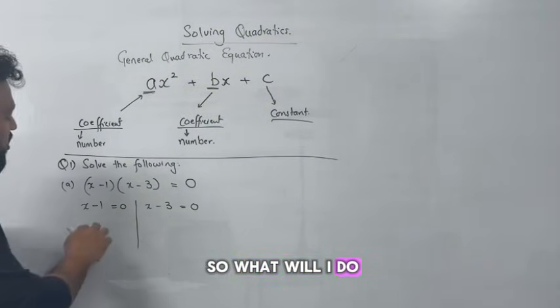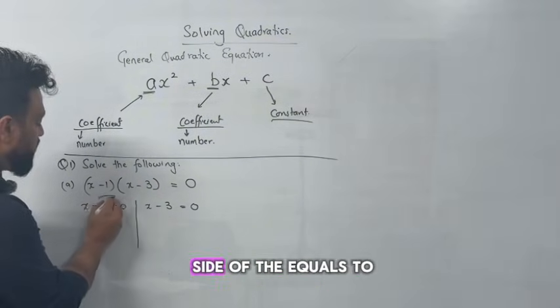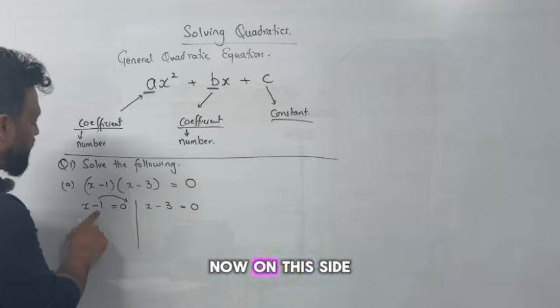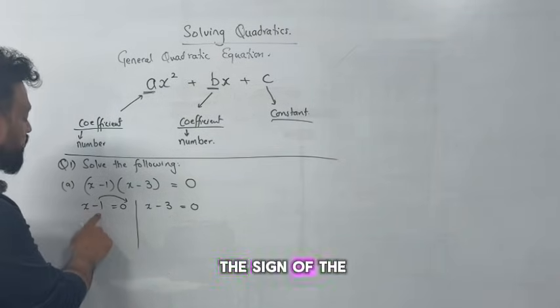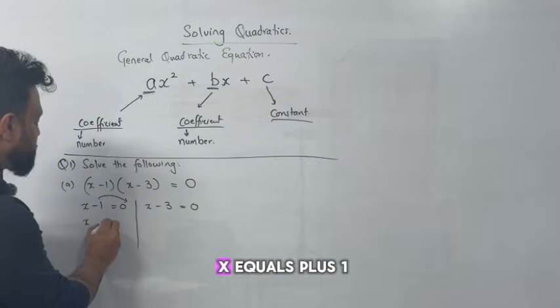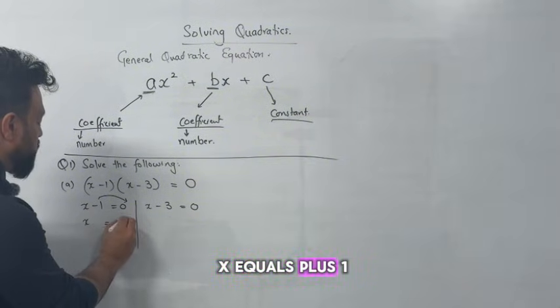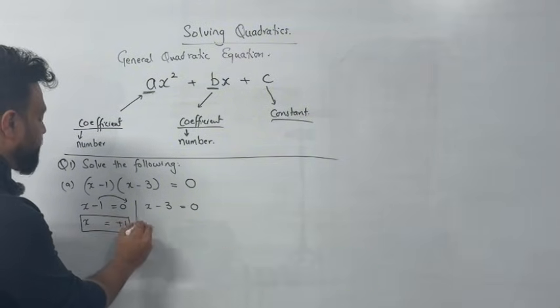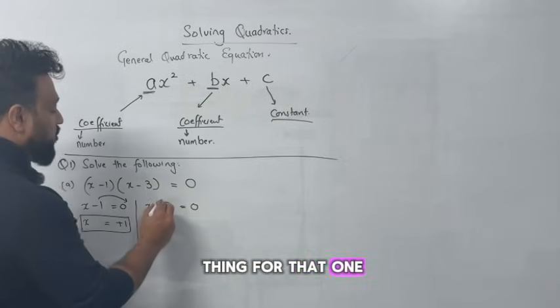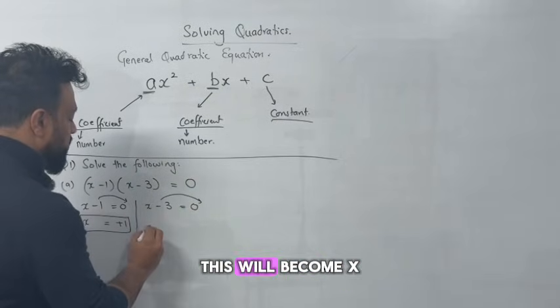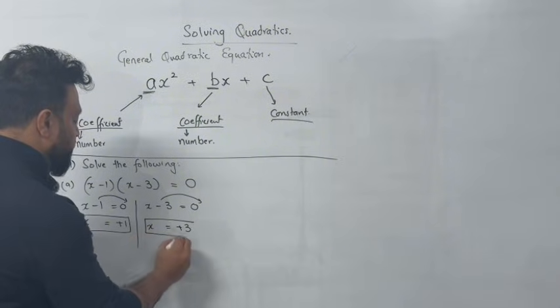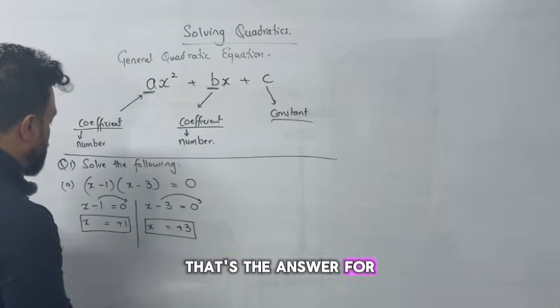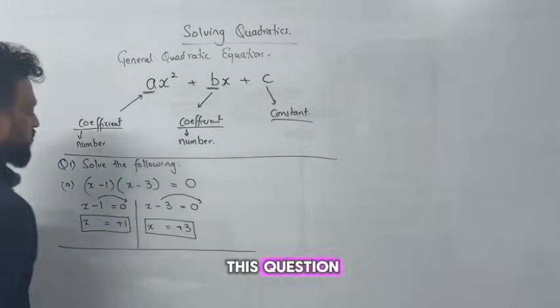So what will I do? I will take the 1 on the other side of the equals to. Now on this side, x is minus 1. When I take it to the other side, the sign of the 1 will change. So this will become x equals plus 1. That's my answer. I'll do the same thing for that one. Take it to the other side. This will become x equals plus 3. That's the answer for this question.